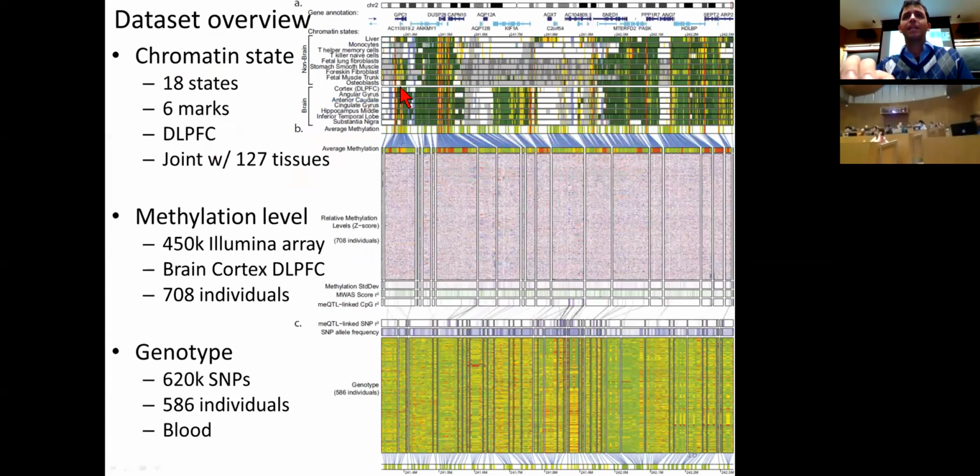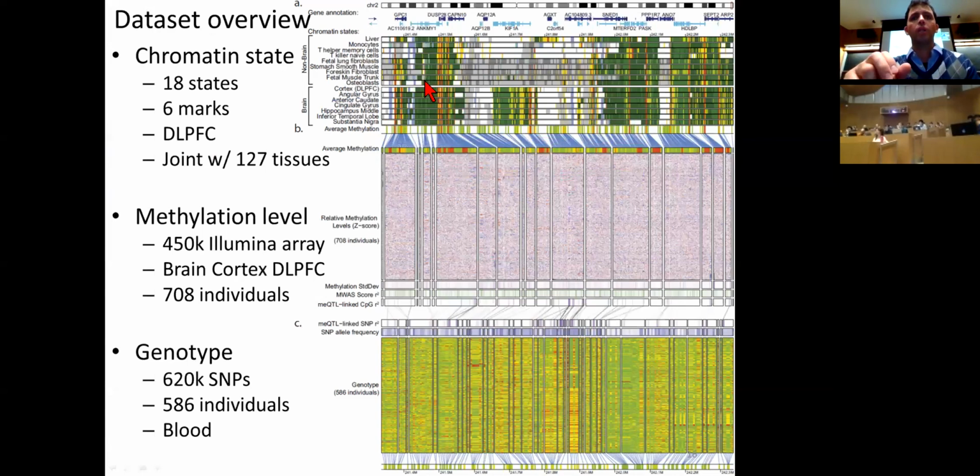Up here, you have the chromatin state annotations for this region of the genome. So you have the gene annotations at the top on the forward strand and the reverse strand in dark blue and light blue. And then for every gene, you basically have its activity in a bunch of non-brain tissues and its activity in brain tissues. And you can see how most of these genes appear to be active in brain, okay? And now all of this is in a reference cohort.